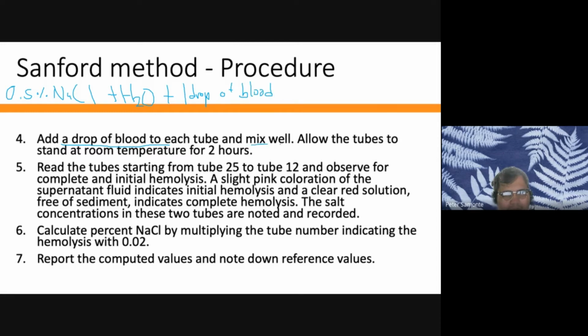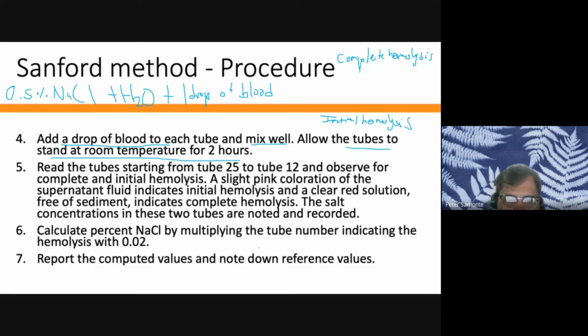Then you're going to mix, then allow the tubes to stand at room temperature for 2 hours. Then, here comes the hard part, class. You're going to look for what we call complete hemolysis and initial hemolysis. So, sir, how would we know if it is a complete or initial hemolysis?